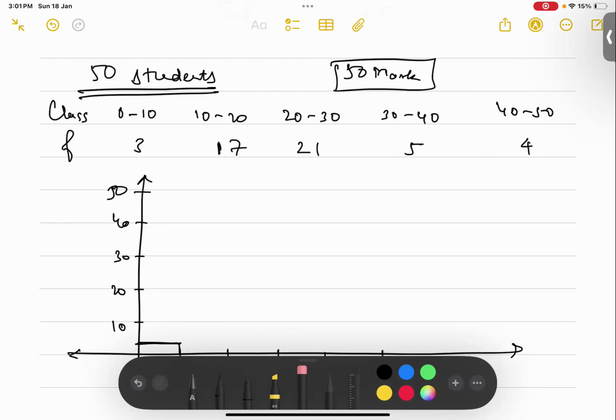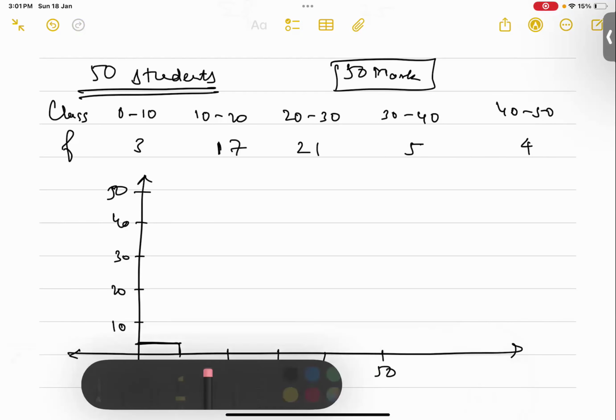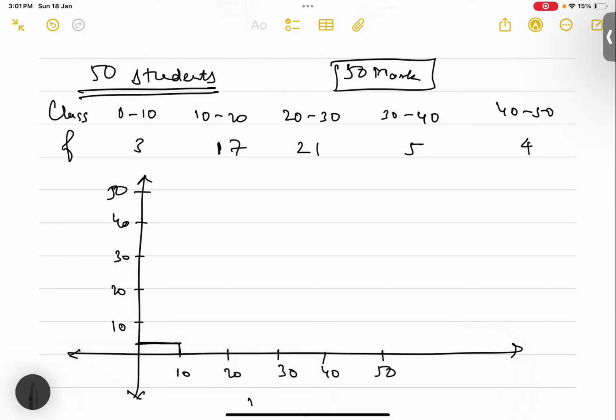On the x-axis, we have marks. And on the y-axis, we have number of students. So 3 students are getting between 0 to 10. 17 students between 10 to 20. Between 20 to 30, 21 students.